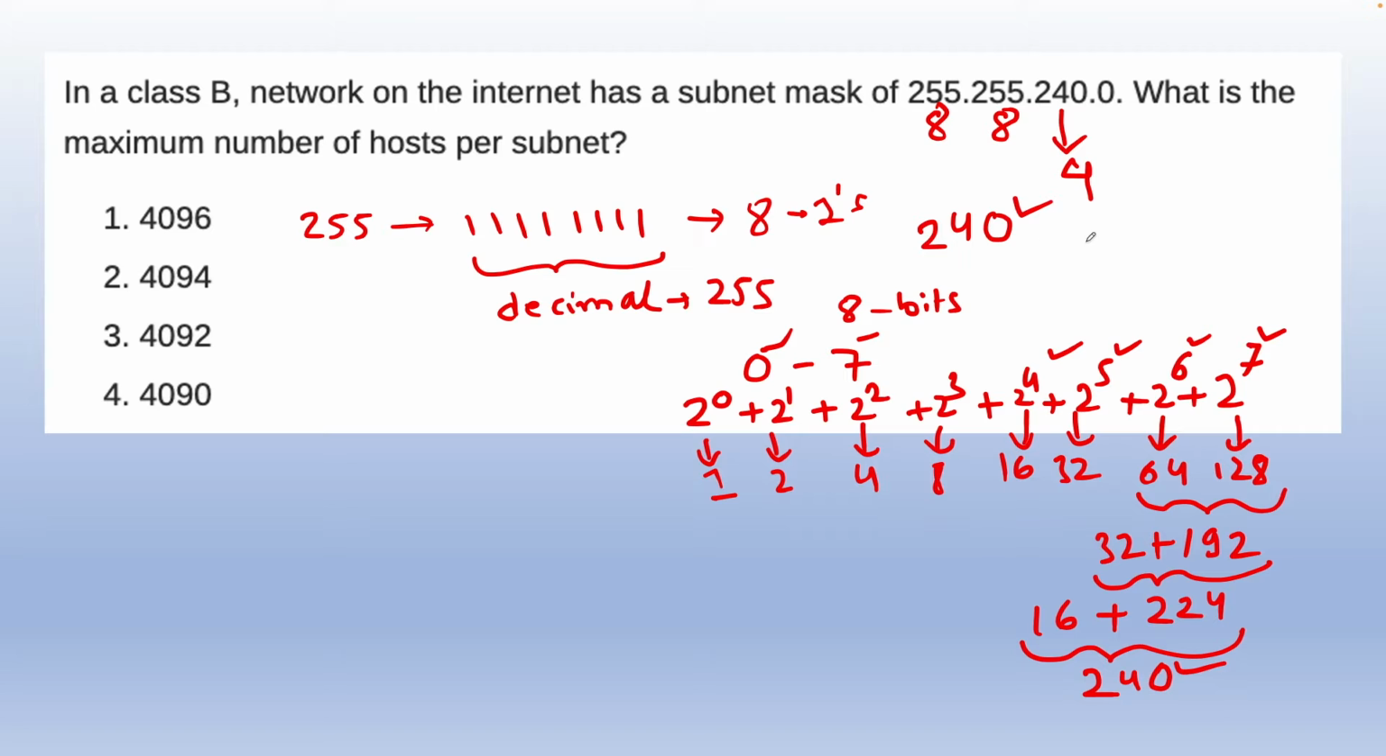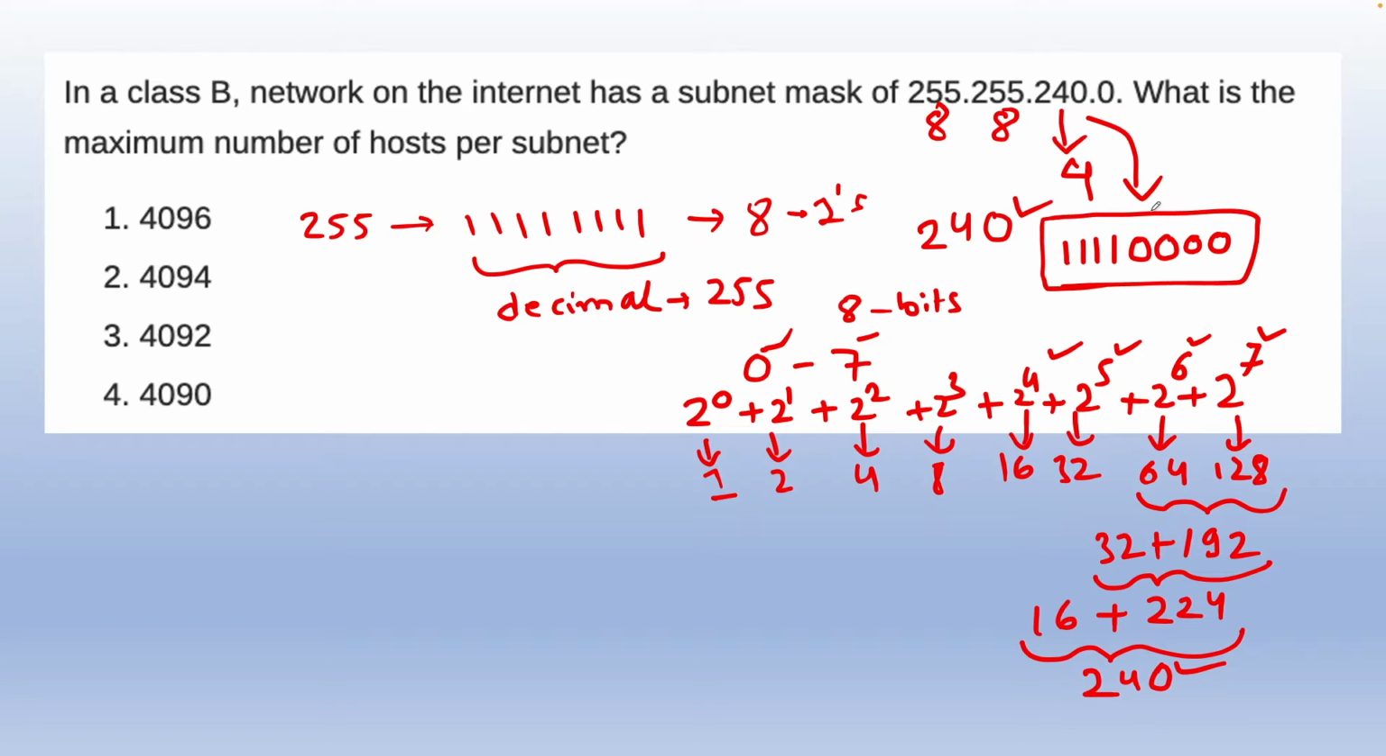How can we represent it? By making 4 bits as 1 and the remaining 4 bits as 0 in the 8 bits. In the octet we have 4 bits as 1 and 4 bits as 0. So I have just represented this 240 in binary form here. This is the binary form of 240.